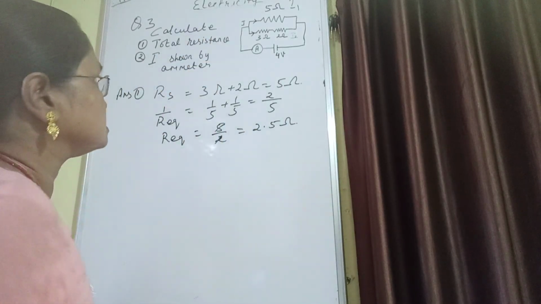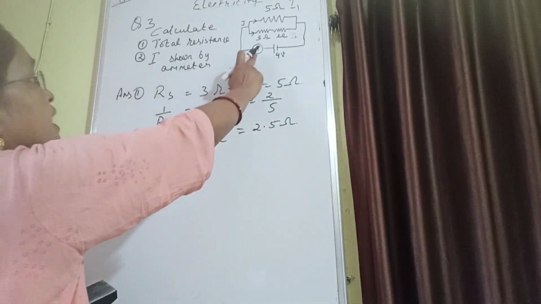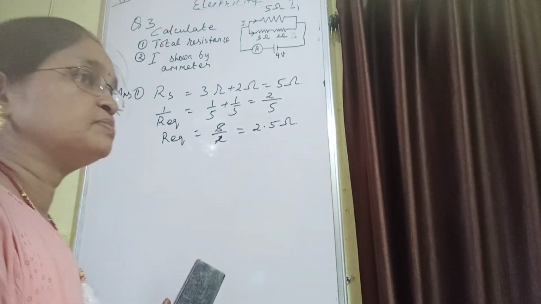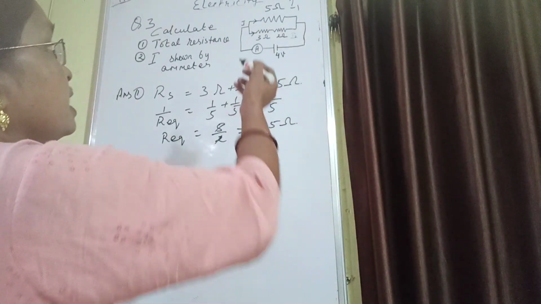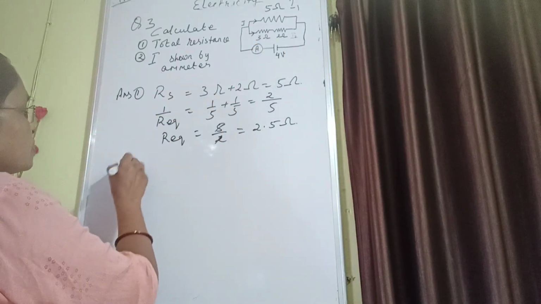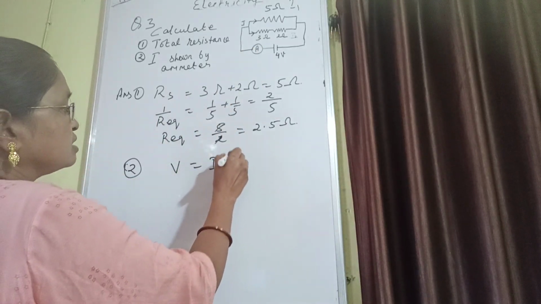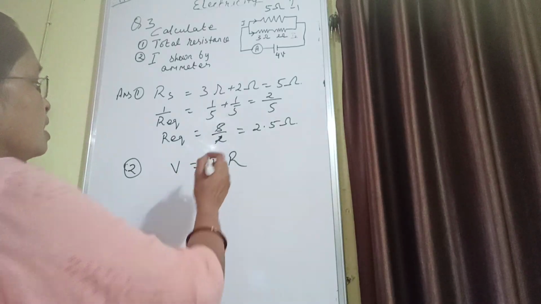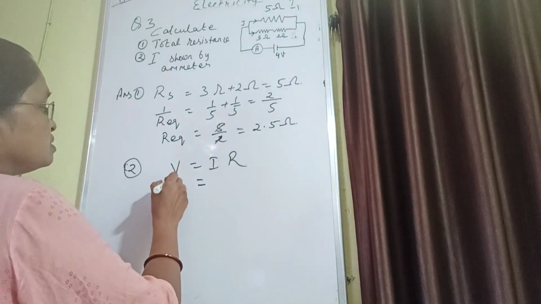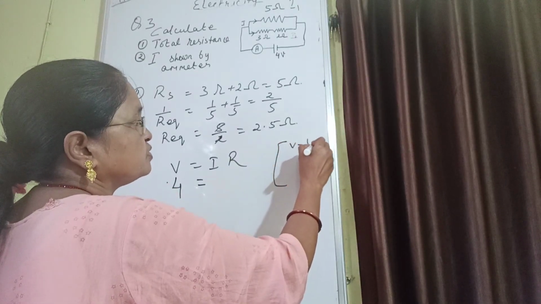Next, what is the current I shown by the ammeter? The ammeter is connected across this potential difference, that means the cell. So it shows the total current. For the second, answer number 2, we know from Ohm's law that V is equal to IR. We have 4 volt. Just I am writing here V is equal to 4 volt.